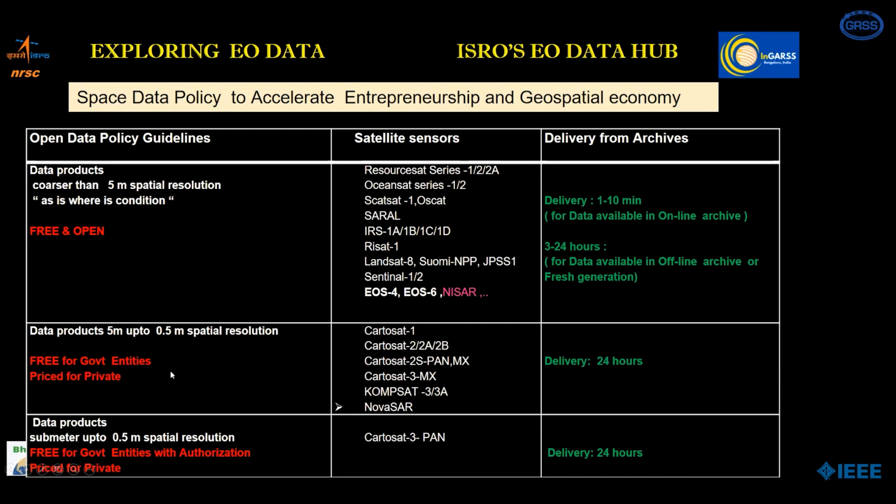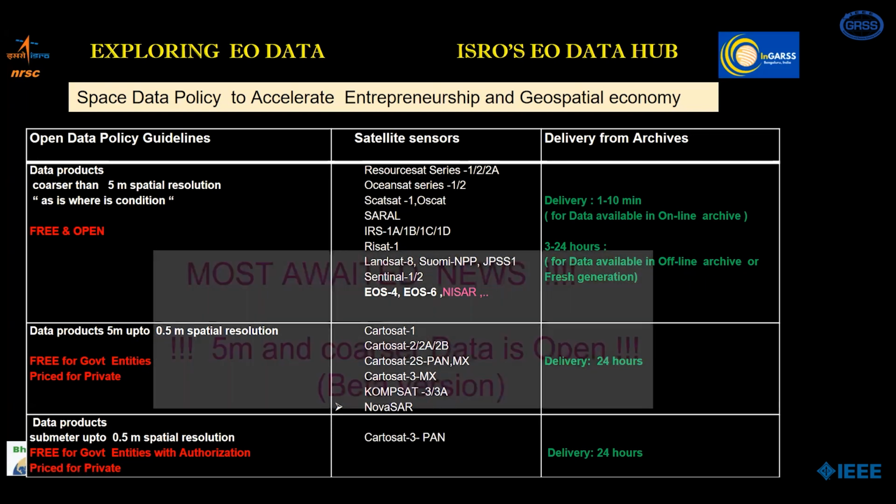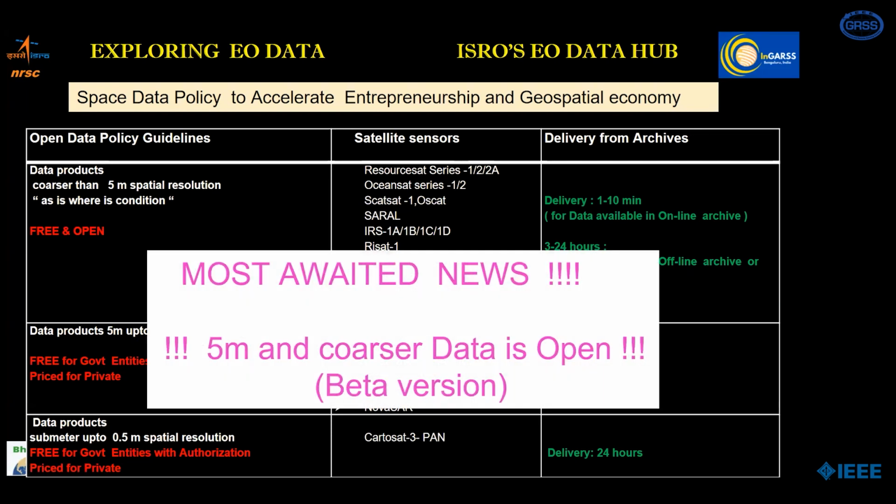This is free for government entities, but it is priced for private users, with an authorization. Now, the best part is that 5 meter data is now open under beta version. So you can all log in to Bhoonidhi and you will get all this data free.